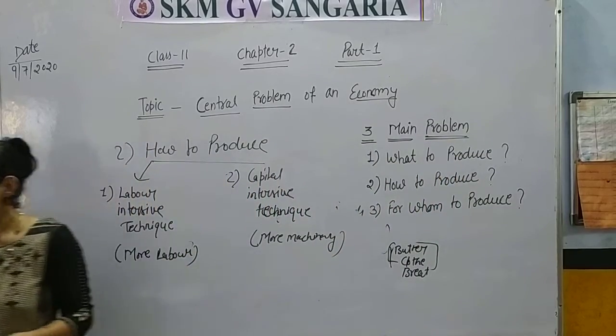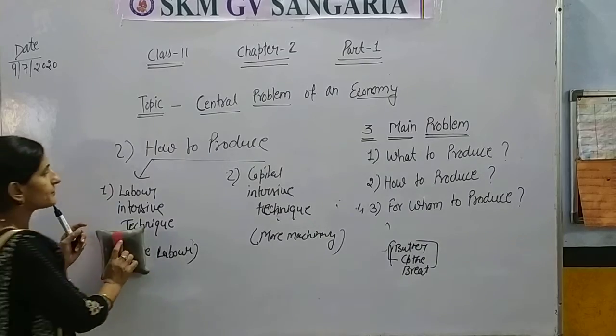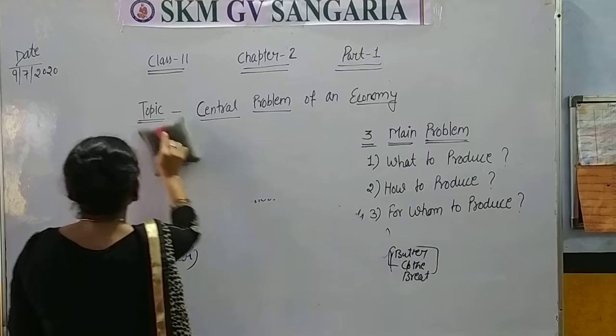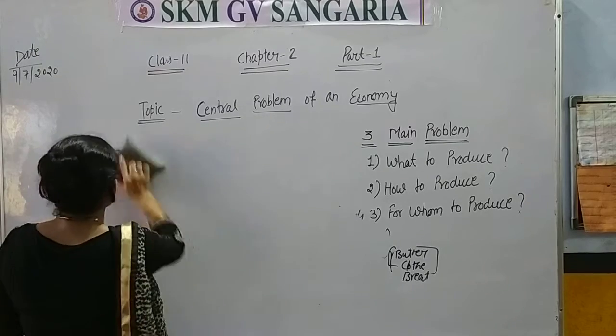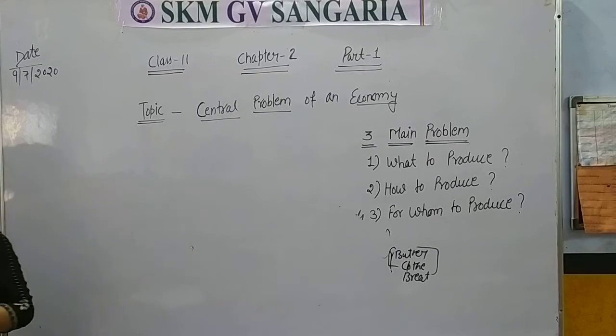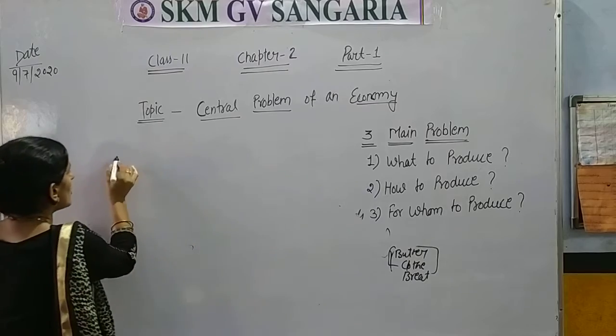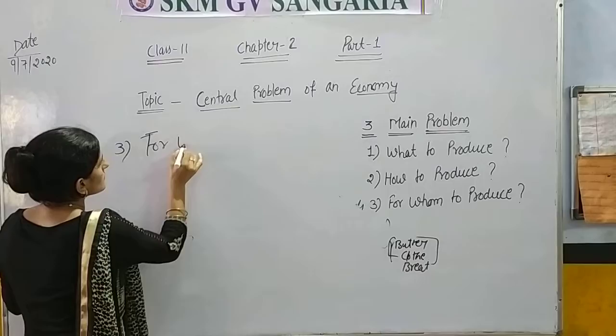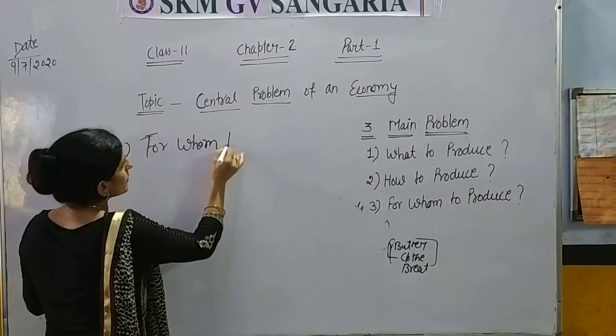Okay students, the third point is for whom to produce. For whom to produce means किसके लिए प्रोड्यूस किया जाए, हम प्रोडक्शन कर रहे हैं लेकिन ये किसके लिए यूज किया जाए, for whom to produce.